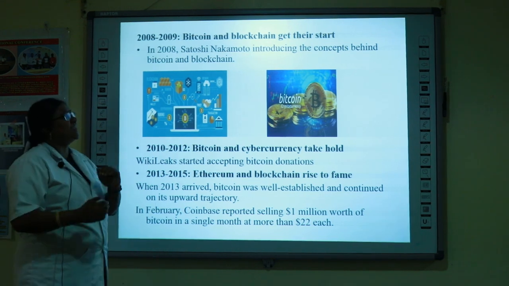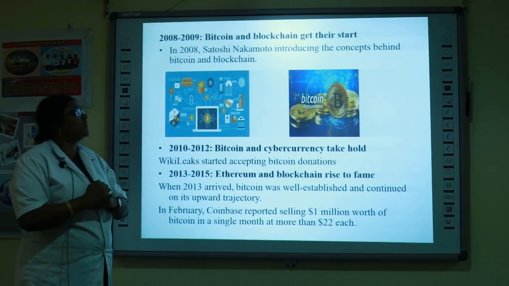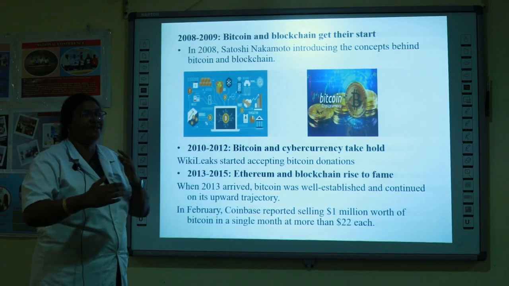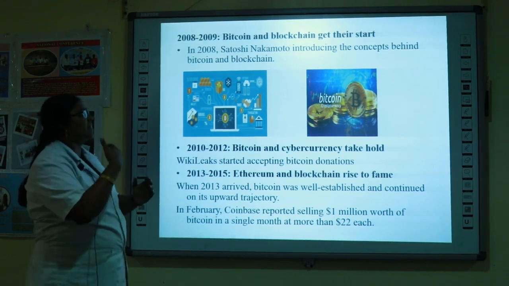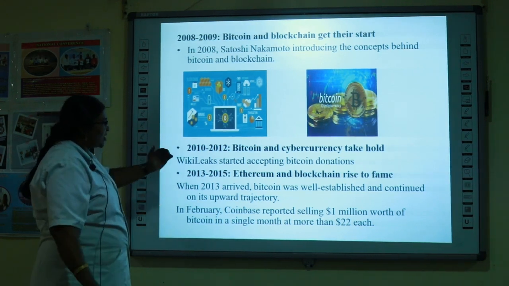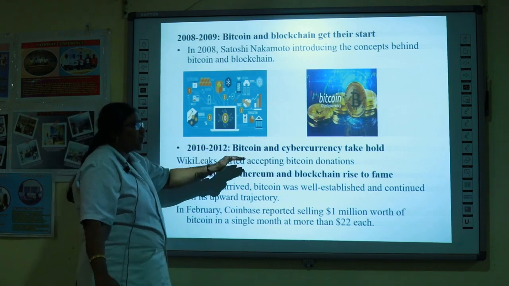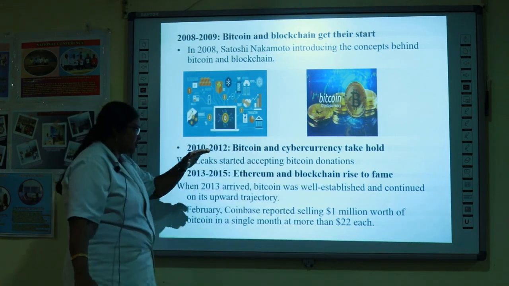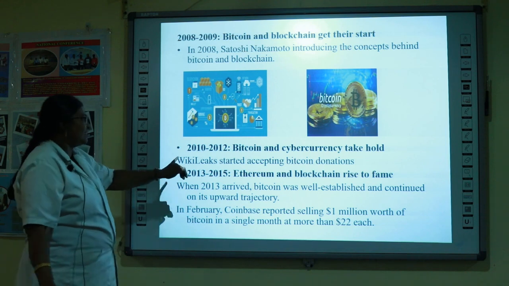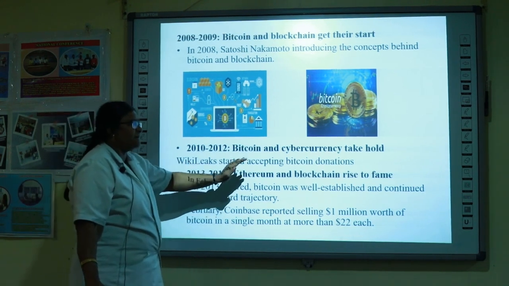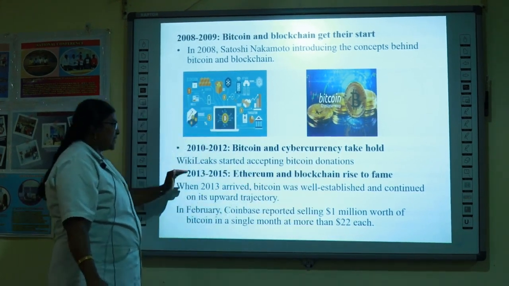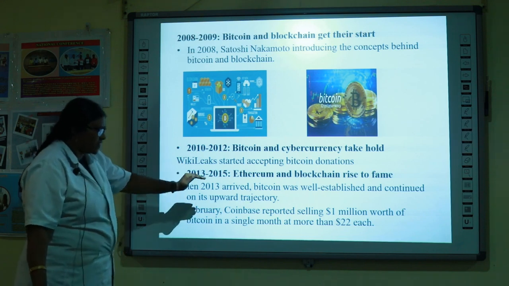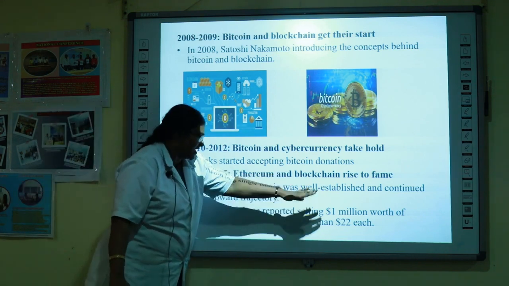Next, in 2008 and 2009, Bitcoin and blockchains started in the world. In the market they were introduced. So in the years 2010 to 2012, Bitcoin and cryptocurrency played a major role in WikiLeaks, which accepted Bitcoin tokens. And then in the years 2013 to 2015, Ethereum and blockchain rose to fame.